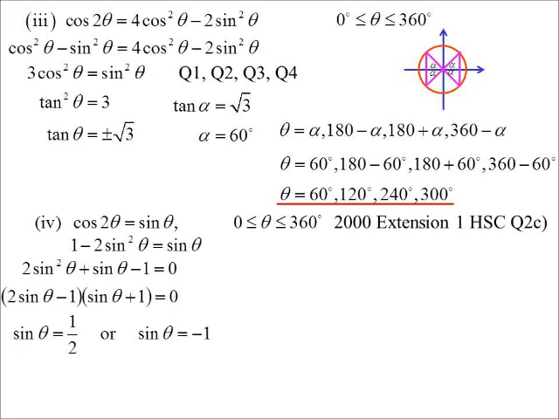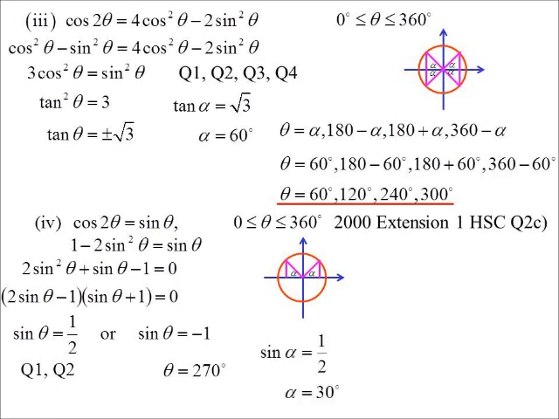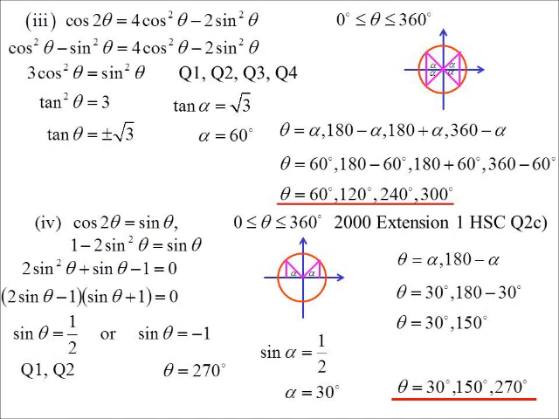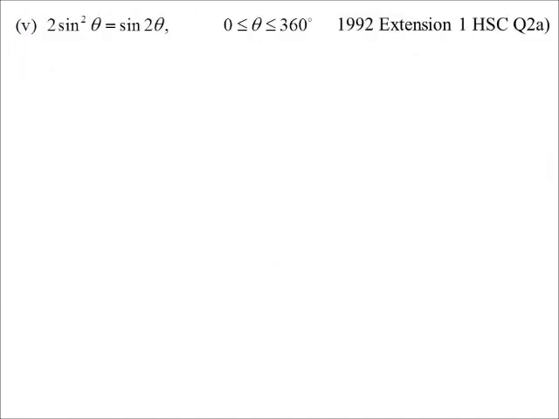Well, if it's a half, we're in quadrants 1 or 2. Before I find the acute angle, if it's negative 1, that's one of our boundary values. So 270 is the only solution for that one. Okay, let's find the acute angle. 30 degrees, which gives us 30, 150. Putting all the possibilities together, 30, 150, 270. Whoa, that's an old one, 1992.